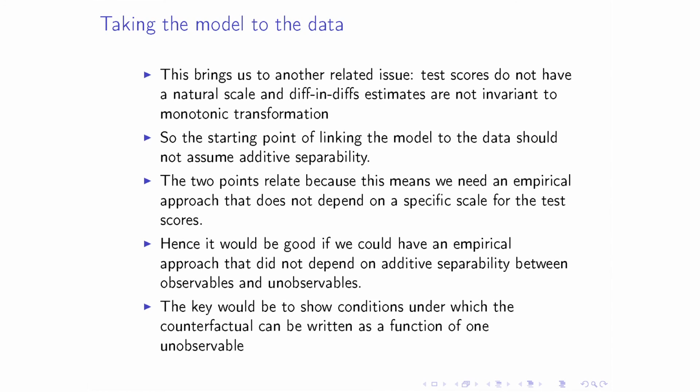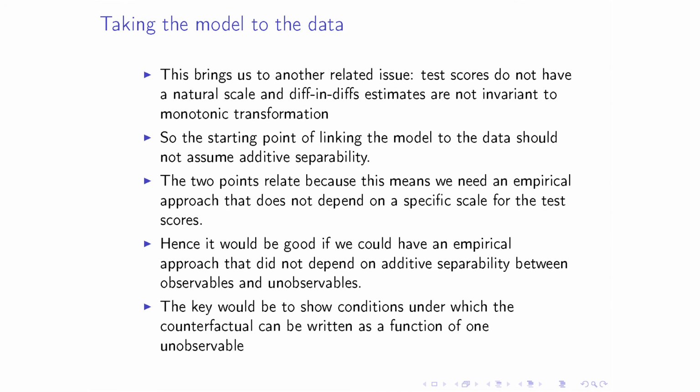Now there's another related comment that has to do with diff and diffs in general when we are dealing with test scores or other outcome variables that don't have a natural scale. So test scores, whatever monotonic transformation you take of a test score, it conveys exactly the same information. So I can take logs, I can take exponentials, I can take whatever, so long as it's strictly monotonic, it conveys exactly the same information. Now, the problem is that if I then take an arbitrary scale and do a diff and diffs, I do not necessarily preserve the effect that I would get with any other transformation.